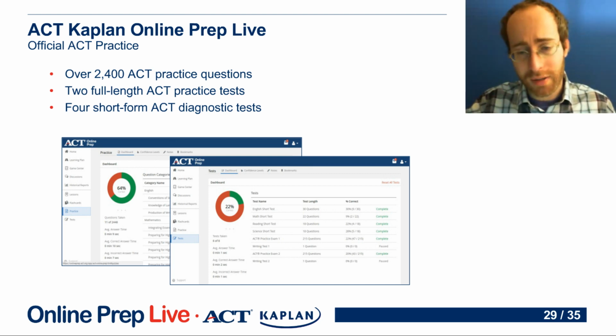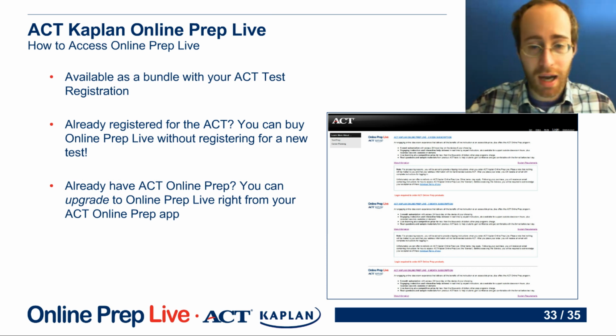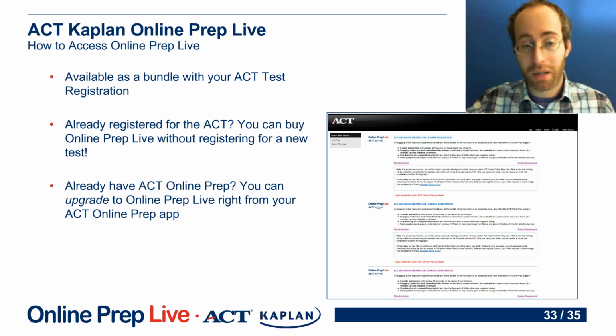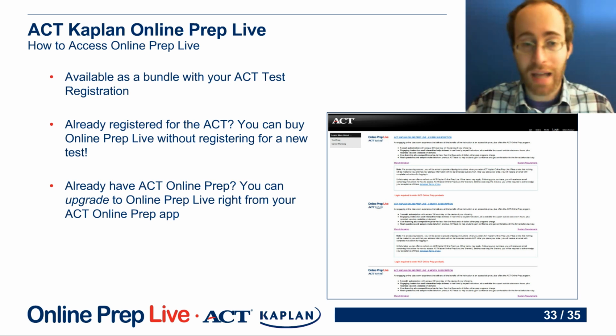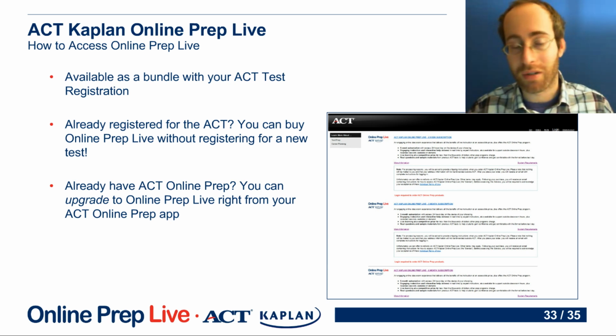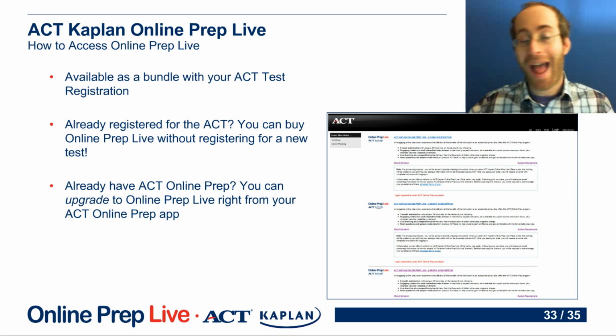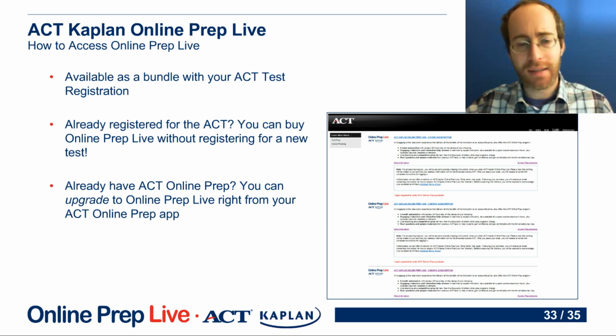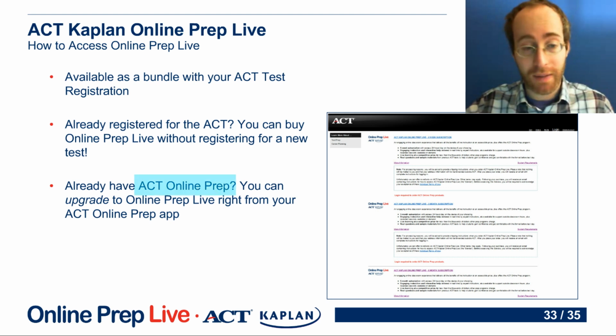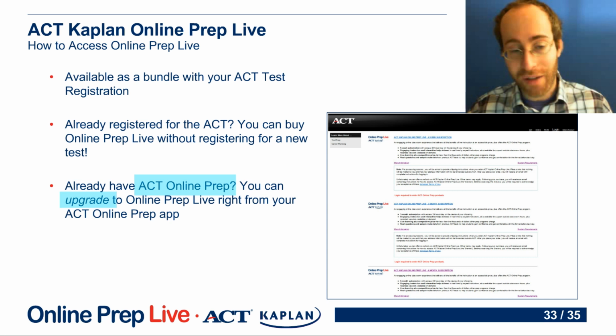So if you're curious about the prices and how to sign up, you can sign up either as a bundle with your test registration, or if you've already registered for the ACT, you don't need to register again. You can go back into the test maker's website, act.org, and add the Online Prep Live to your registration for the test. And also, if you're doing ACT Online Prep right now, you can upgrade that to Online Prep Live from your Online Prep application.